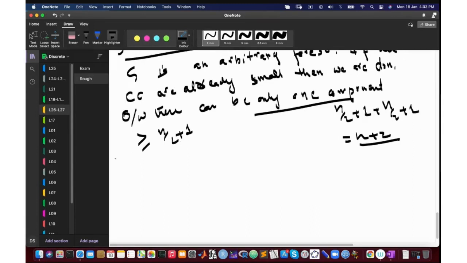So pick an arbitrary vertex, कोई भी एक vertex पकड़ लें. Let's call this component x. Okay, it's a big component, it contains more than or equal to this many vertices. Arbitrary vertex in x.